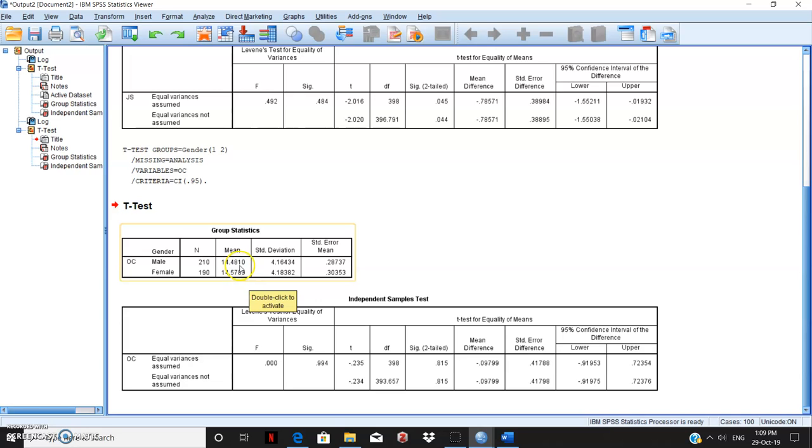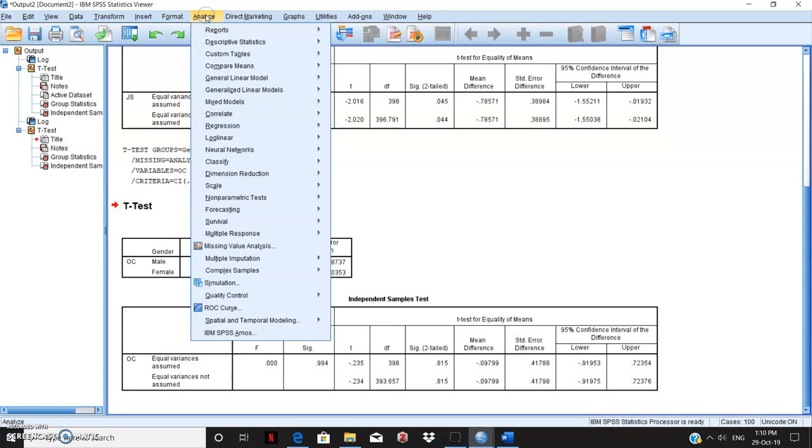One is 14.48, another is 14.57. So even when you look at these means themselves, you can know that it is not showing much difference. Naturally, here also the significance level is showing that there is no difference between men and female when it is related to their organizational commitment. Now let us go to the next one. I hope that the t-test has become clear to you.